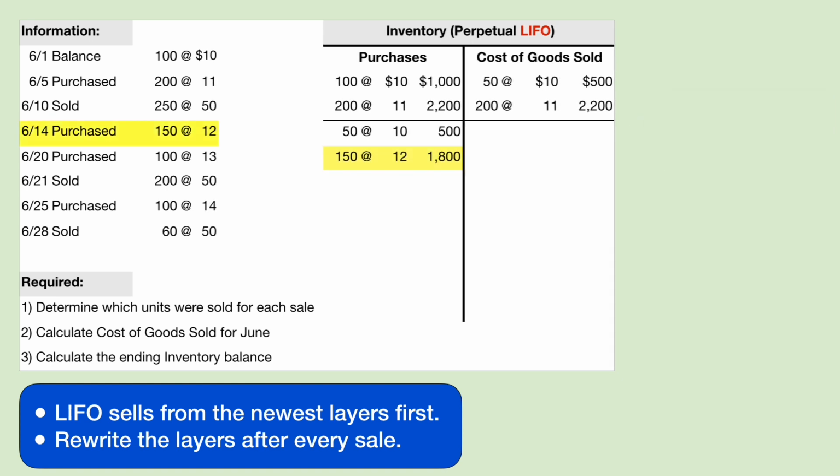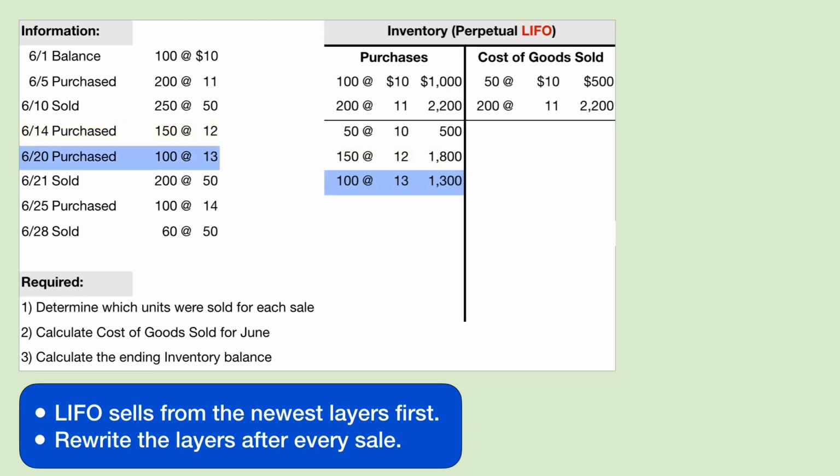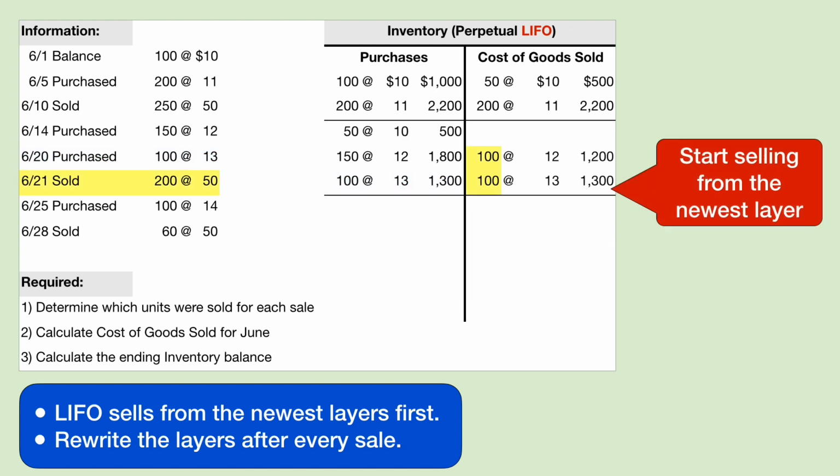What happened next? We purchased more inventory at $12. What happened next? We purchased more inventory at $13. What happened next? We sold 200 units. We have three layers and we sold 200 units. We have to start selling from the most recent layer and then work toward the oldest layer.